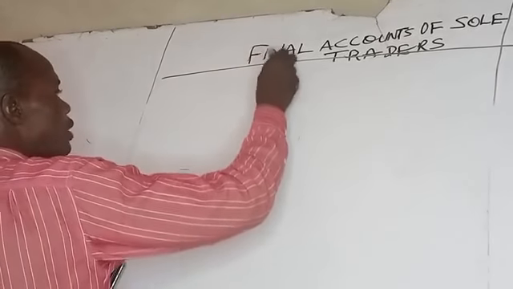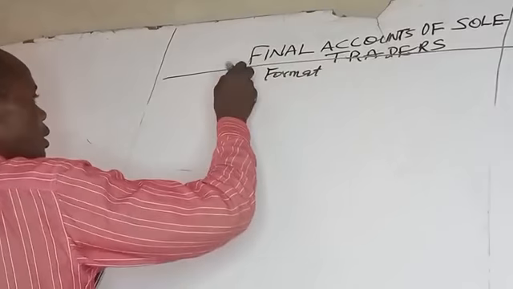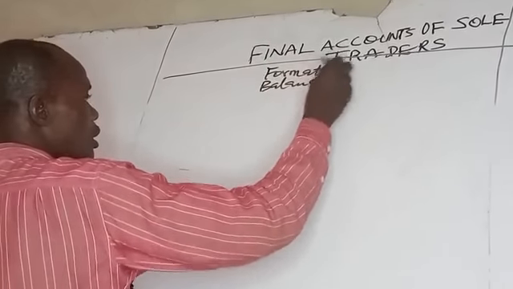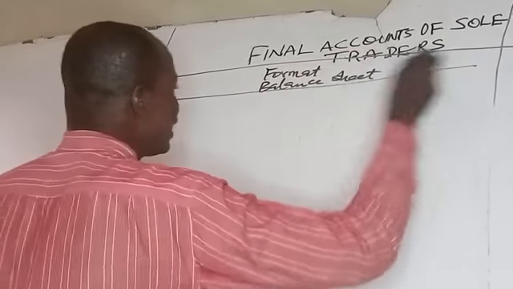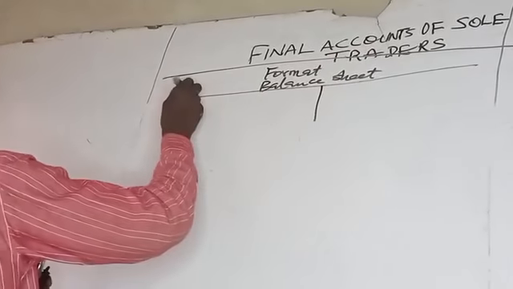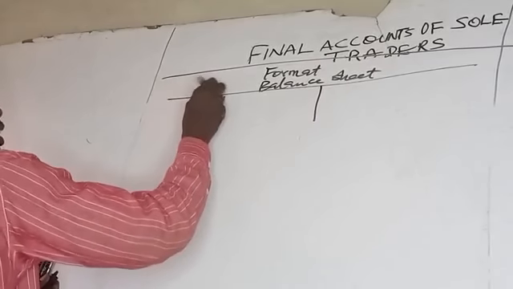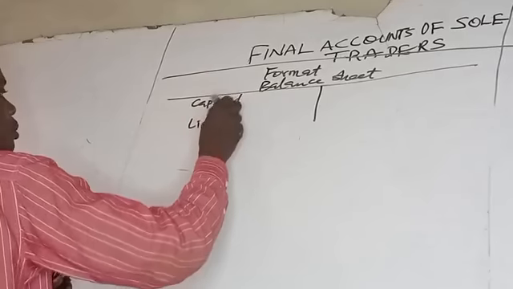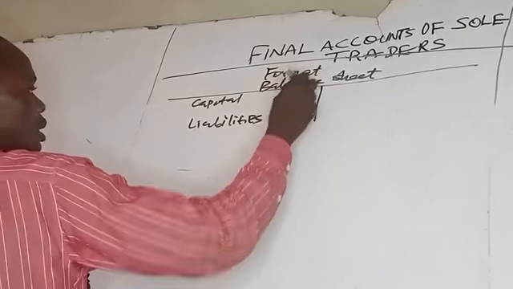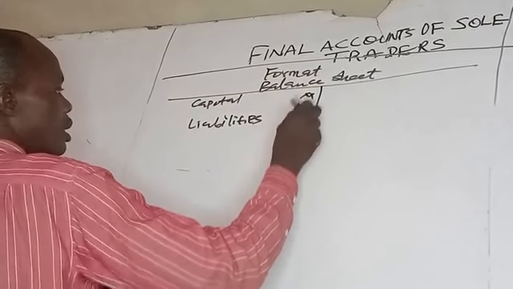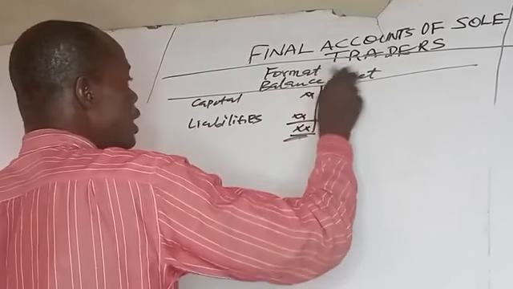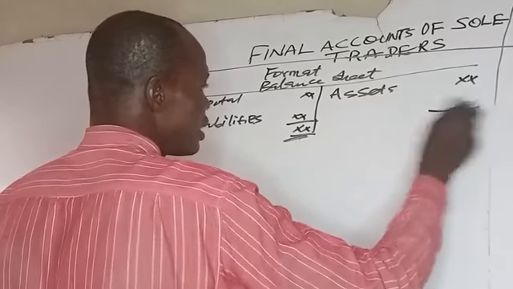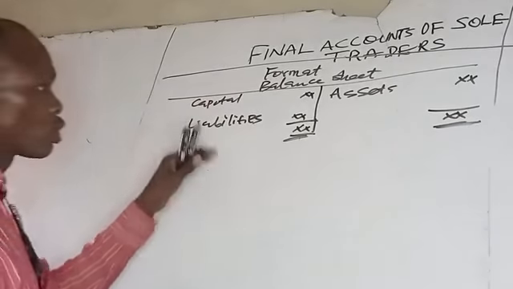Format of balance sheet. There are two sides to the balance sheet. We have the left hand side, which will contain capital and liabilities. The right hand side will contain the assets. So these are the items you used to have in a balance sheet.